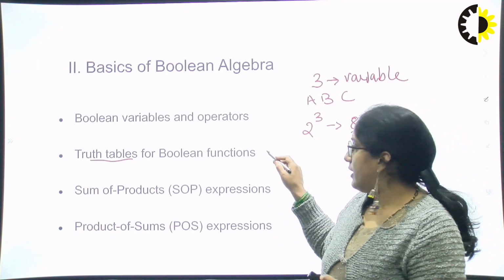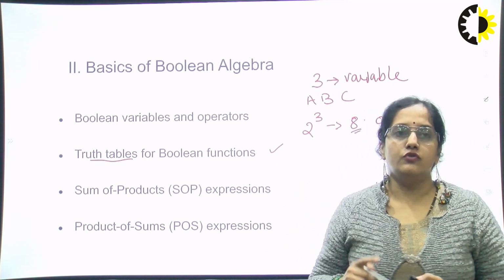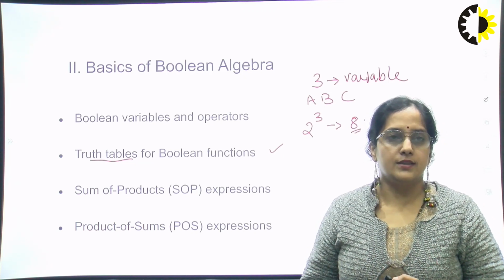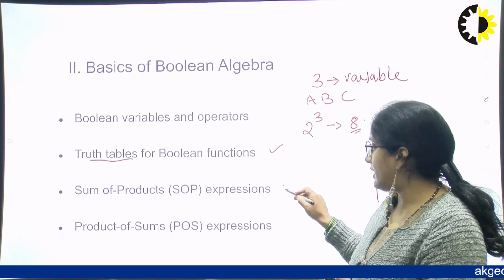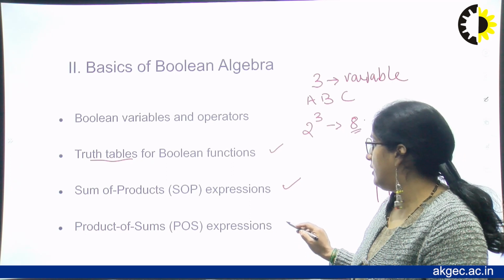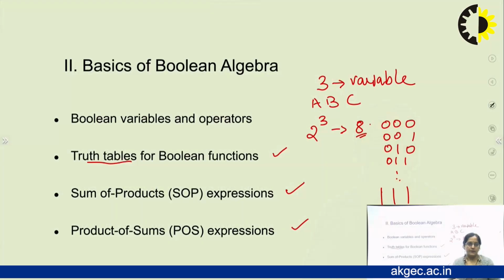Now when we go through this truth table, we have 2 options to represent a system, either as a sum of products expression or a product of sums expression. We will see what the difference between these two is and how we are going to use these 2 expressions to design our logic diagram.